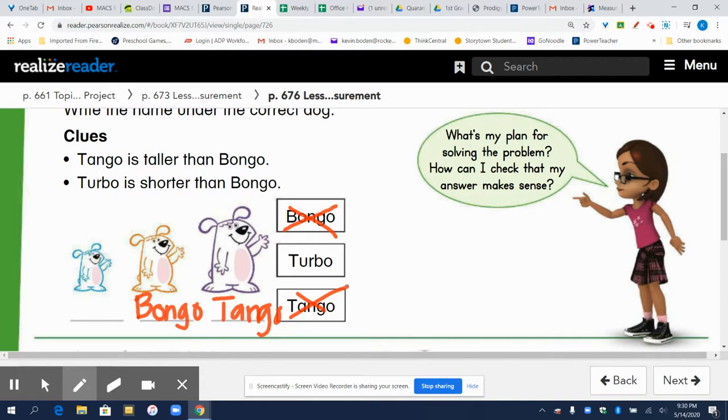So there's only one spot left. So if we write Turbo there, will it be true? Turbo is shorter than Bongo. And I'm going to say yes. So our first try doing this was correct. We put Bongo in the middle. So Tango is taller than Bongo, and Turbo is shorter than Bongo. So Bongo is right in the middle.